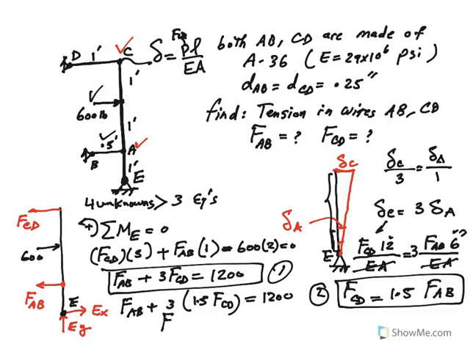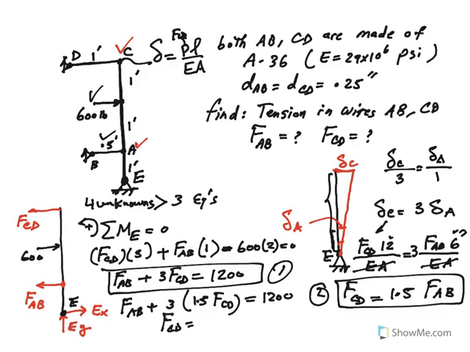And I believe FAB, let's see what we get. We get 1200, I believe, divided by 5.5. So I guess I didn't do it correctly. Let's do it one more time. 1200 divided by, this calculator is giving me a run around.